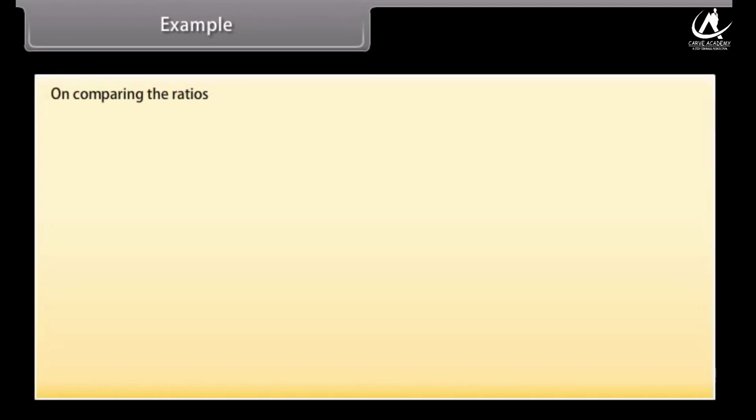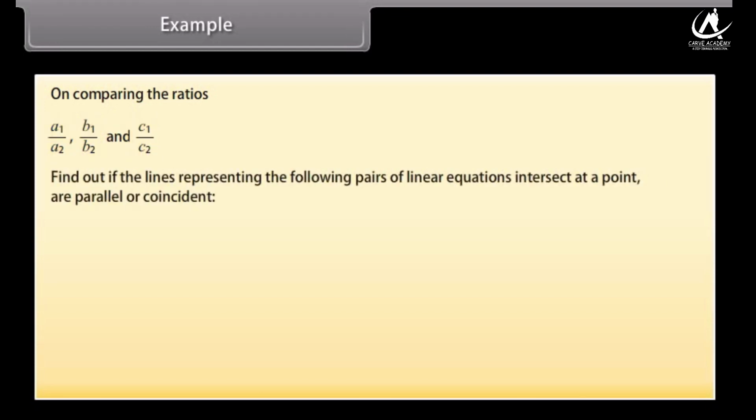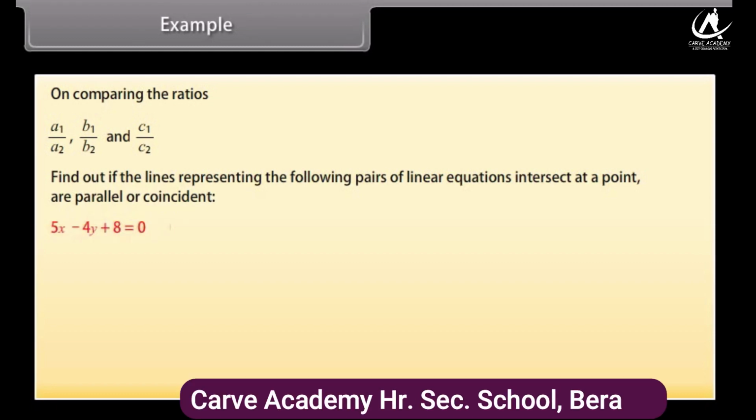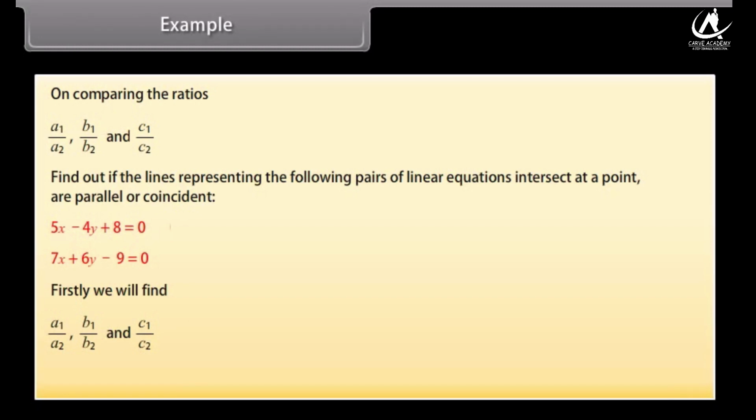Example. On comparing the ratios a1 upon a2, b1 upon b2 and c1 upon c2, find out if the lines representing the following pairs of linear equations intersect at a point, are parallel or coincident. 5x minus 4y plus 8 equals 0. 7x plus 6y minus 9 equals 0. Firstly, we will find a1 upon a2, b1 upon b2 and c1 upon c2 and then compare them.